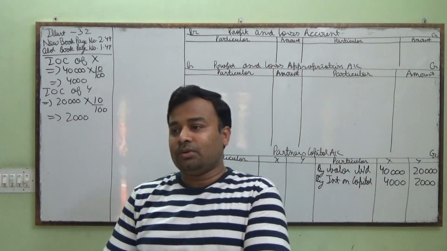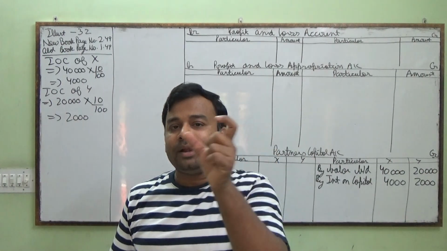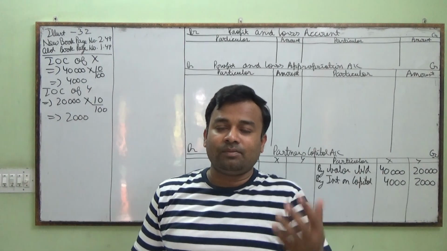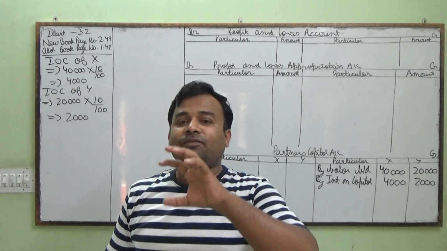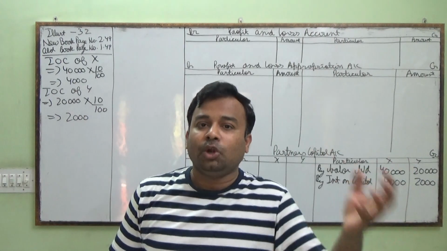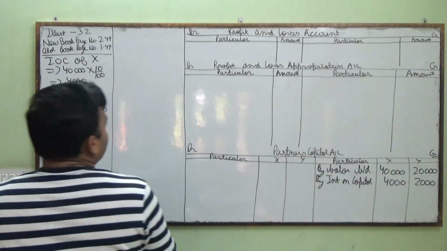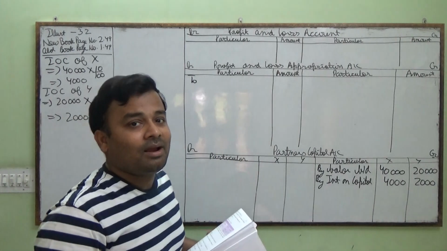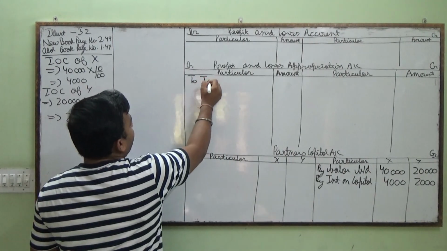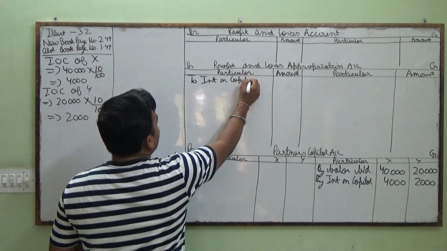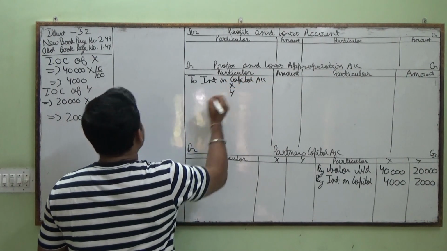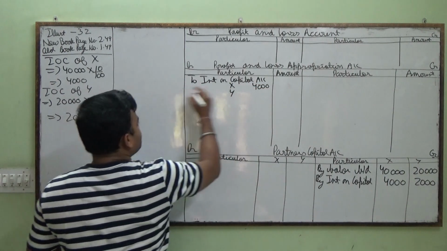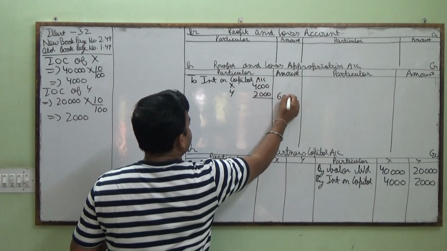Now at the end of the year, we know that the balance of interest on capital account will be transferred to profit and loss appropriation account. What will be the entry? Entry will be: profit and loss appropriation account debit, to interest on capital. So the P&L appropriation account is debited by interest on capital. We will write on the debit side of the P&L appropriation account, to interest on capital account: X 4,000 and Y 2,000. Total is 6,000.